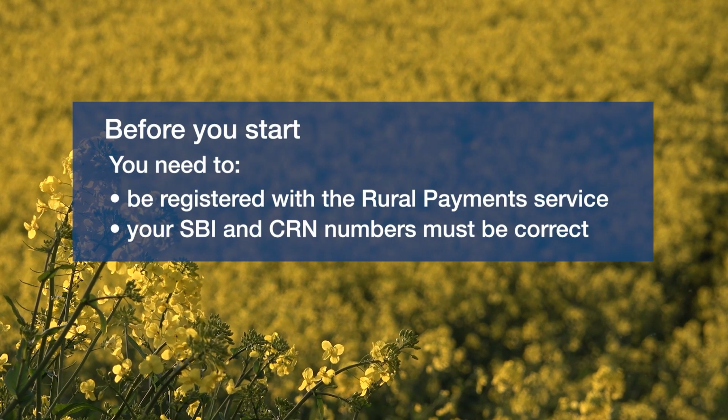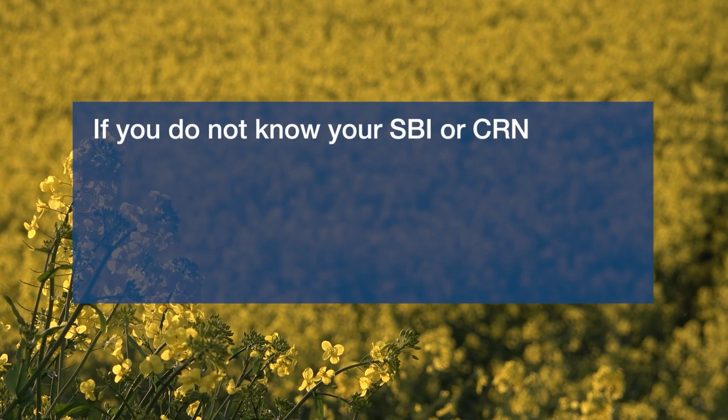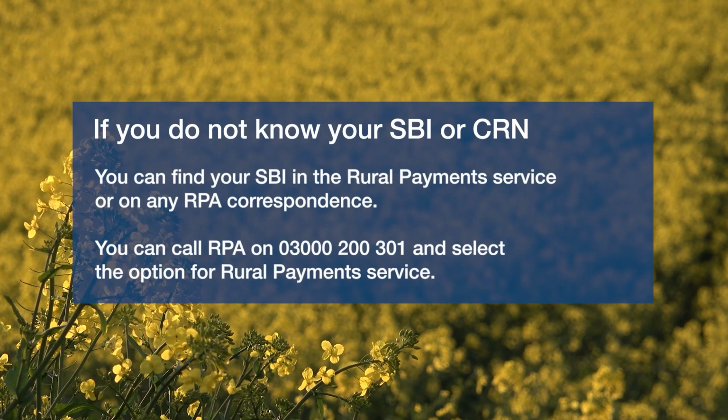and your Customer Registration Number, also known as CRN, to hand. If you do not know your SBI, you can log into the Rural Payments Service and check your details, or call the Rural Payments Agency, RPA, on 03000 200 301 and select the option for the Rural Payments Service. Your SBI will also be on any correspondence that RPA have sent you.